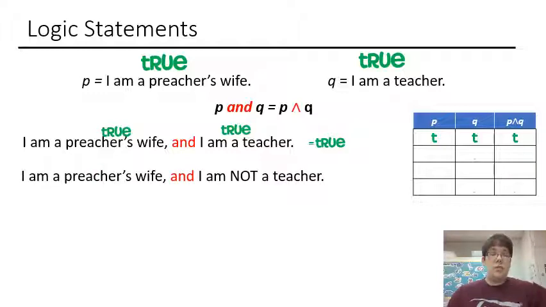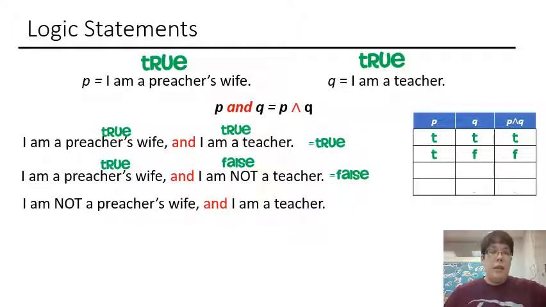Now let's change it up a little bit. Let's say we have the true statement, I'm a preacher's wife, and then the false statement, and I am not a teacher. So that's false. So when you put that together, I'm a preacher's wife and I am not a teacher, well, that's not true because I am a teacher. So when you combine those things, you get a false statement. So in my truth table, I get true, false, false.